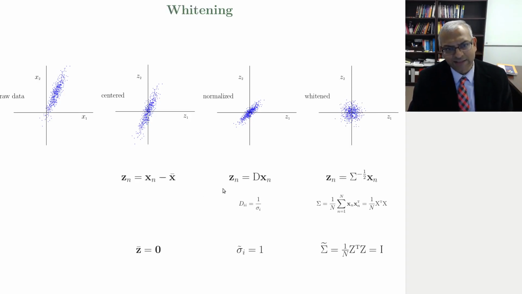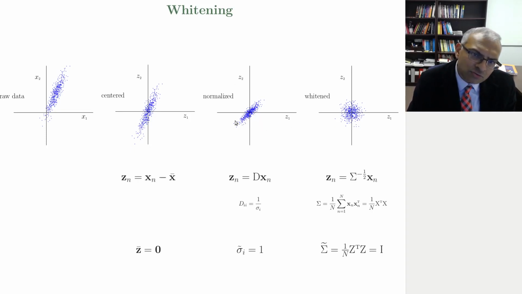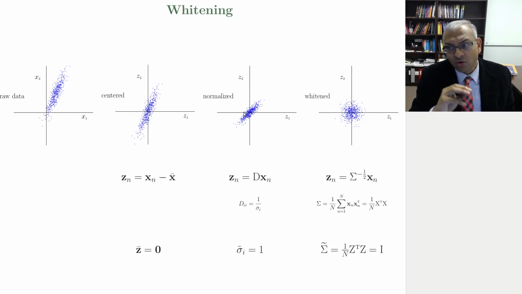Now let's talk about whitening. So what's the difference? We've now rescaled the data. You'll observe that this data is not spherically symmetric. So basically what whitening does is it makes the data spherically symmetric. Now this transform is not necessarily always done.